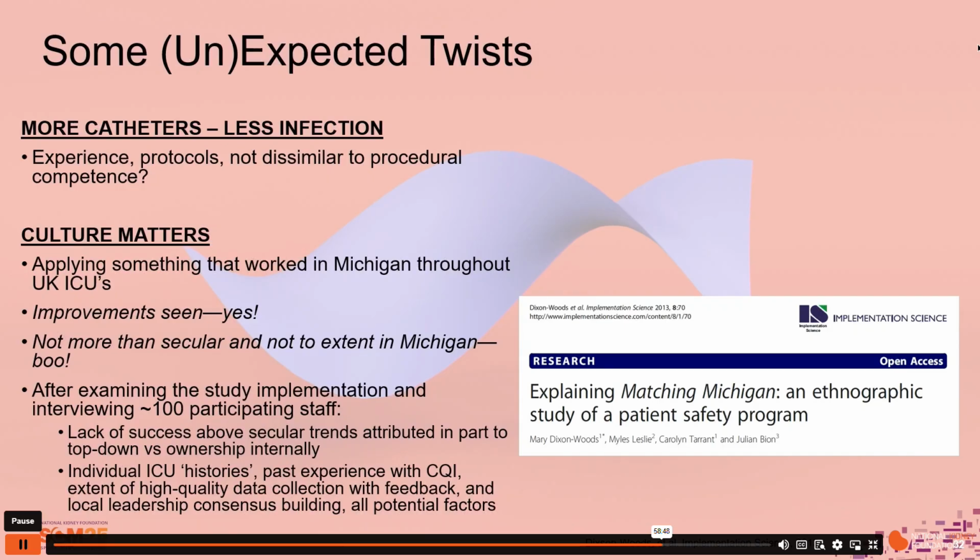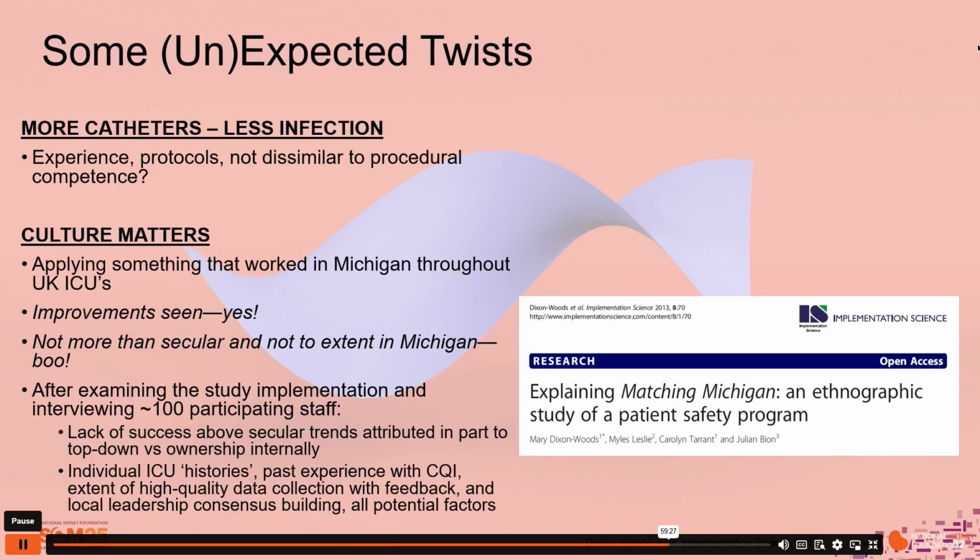And then the last point is that culture matters. So many years ago, in the early 2000s, in the state of Michigan, there was a quality collaborative to improve infection rates in ICUs related to catheters. And a whole bunch of, again, multi-component quality improvement initiatives were packaged. It was called the Michigan program, and it reduced infections in ICUs related to catheters. So some individuals from the UK took this package and put it into ICUs in the UK. And what they found is that improvements were seen, but it was not any more than what was seen in other ICUs that didn't put this into place.